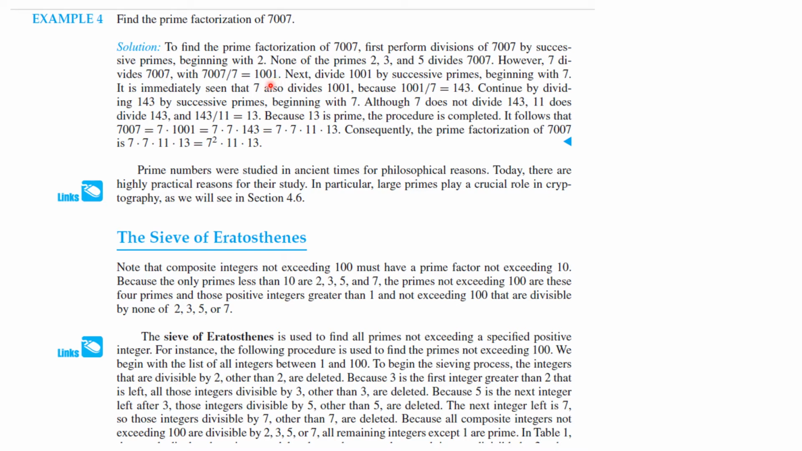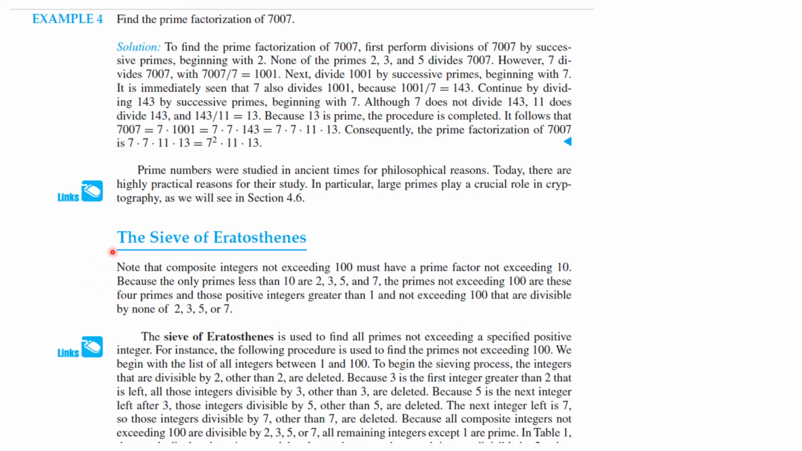But now we just look at 1001, and we'll check dividing this by primes, and we can begin with 7. Now we see that 7 also divides into this, so this is going to be 7 times 143, and 143 is 11 times 13. All of these are prime, and consequently that is the prime factorization of it. You should be able to do prime factorizations, and you should think about how to write a computer program that would do this.